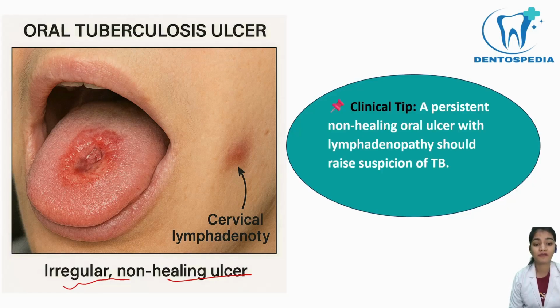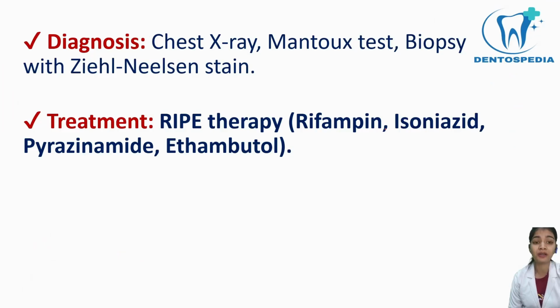So, differential diagnosis. What do you think the differential diagnosis will be? It can be squamous cell carcinoma, traumatic ulcer or syphilitic ulcer. Hence, investigation is very mandatory. Now, you can see the diagnosis.